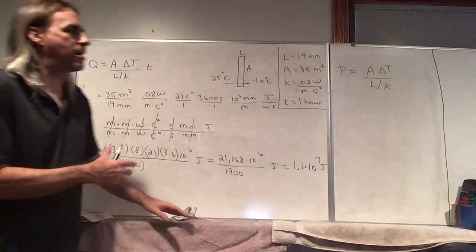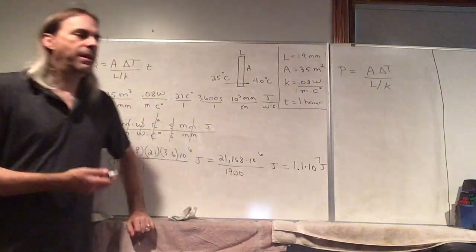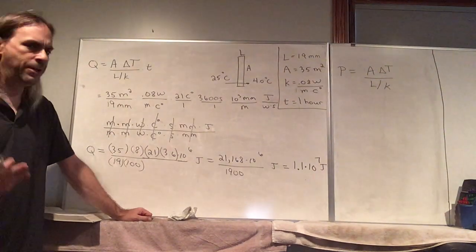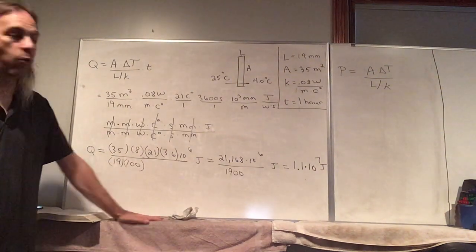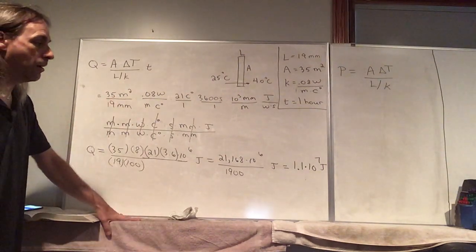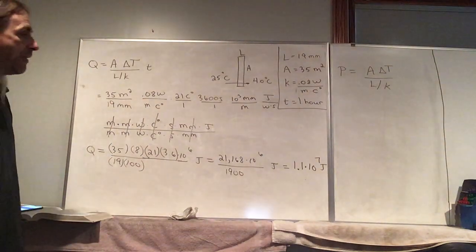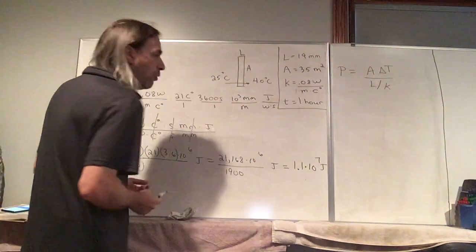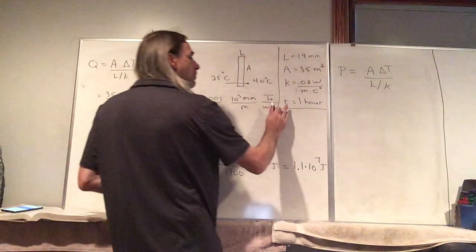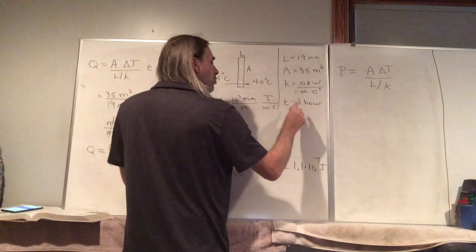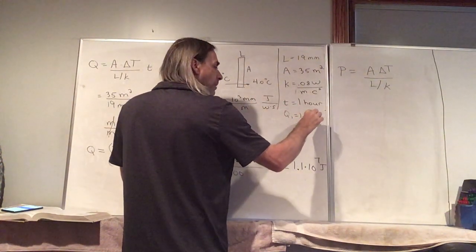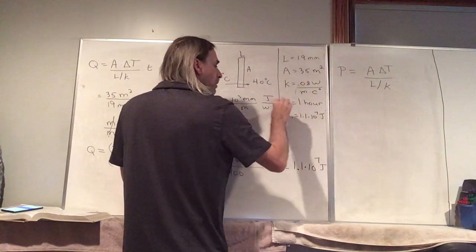Now a joule is not a very large unit of energy. It's basically applying a force of 1 Newton through a distance of 1 meter. A Newton is not very much of a force, less than a pound. But still, that's 11 million joules. That's a significant amount of heat that's leaving the house every hour. Let's write this down. What you're going to write down is Q1, 1.1 times 10 to the 7th joules.